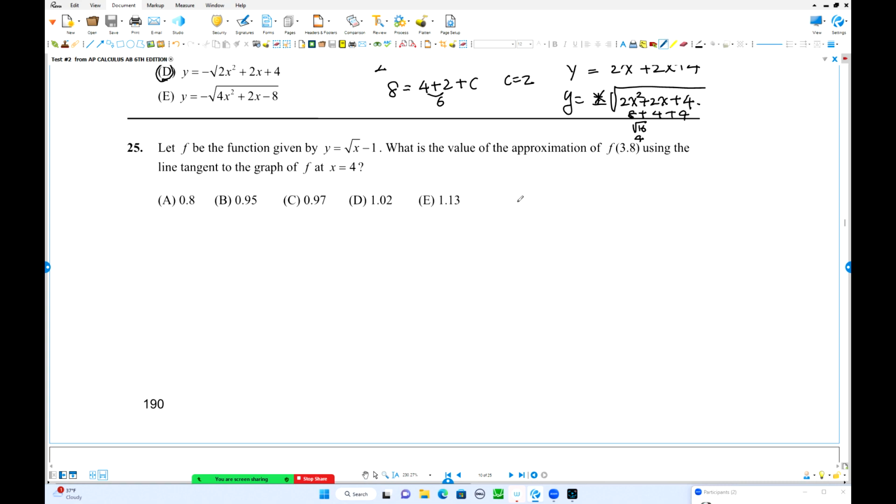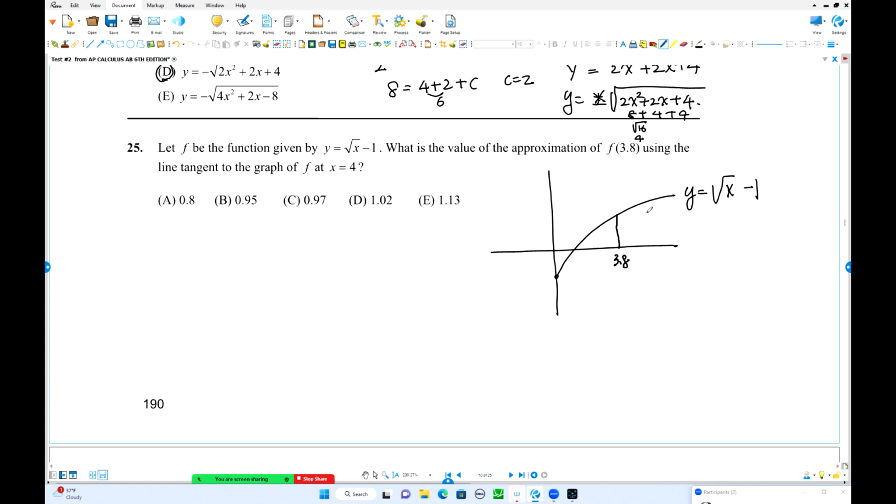For example, over here, the tangent line is going to be very similar to the graph of this one. Square root of x minus 1: when x equals 0, y is negative. We start from here. That's the square root of x minus 1 graph. So we're going to find the value of y when x equals 3.8.